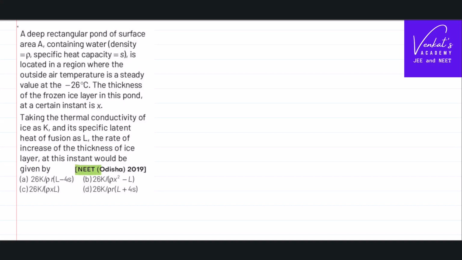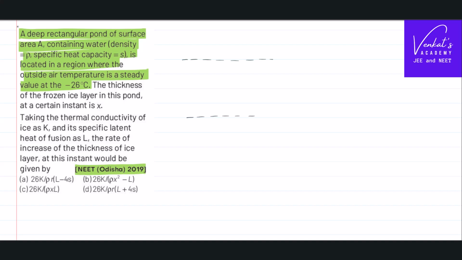This is a NEET 2019 question in thermal properties of matter. The problem is this. A deep rectangular pond of surface area containing water is located in a region where the outside air temperature is steady at a value of minus 26 degrees centigrade. Let me try to draw what he is saying so that it will become easy for you to understand.